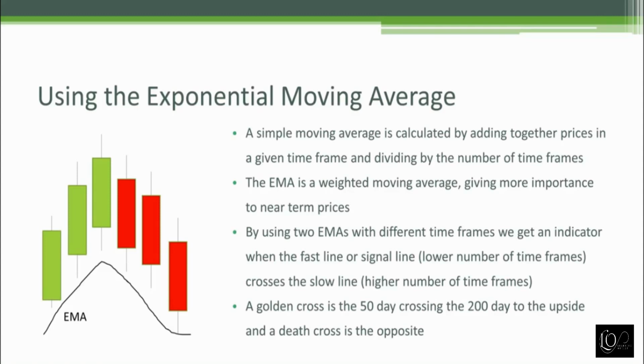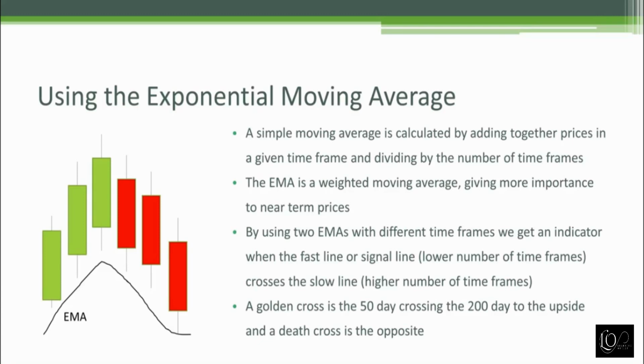And I'll show that to you on a chart in just a moment, but we'll have a fast line, which will be represented by the lower number of time frames, and we'll have a slow line, which will be represented by a higher number of time frames. So for example, we could have a 20-day line, which would be our fast line, and a 50-day line, which would be our slow line.